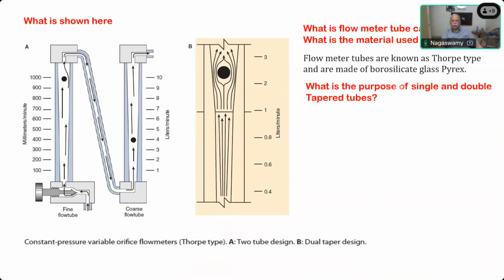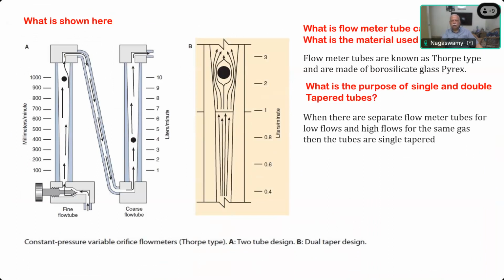What is the material out of which this flow meter tube is made can be asked. That is borosilicate glass, Pyrex, is the answer for that. And what is the purpose of a single or double taper tube? Already you answered: for low flow and high flow.